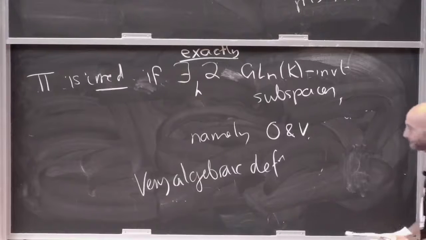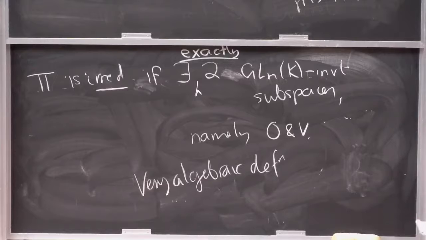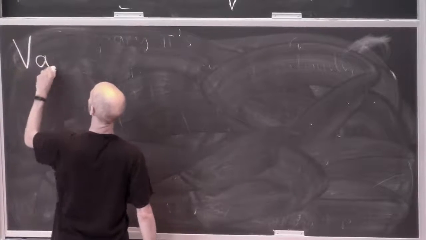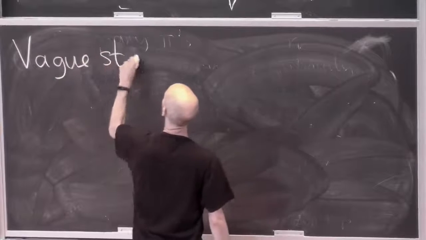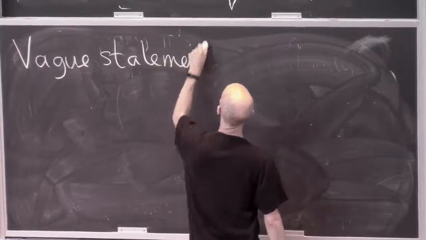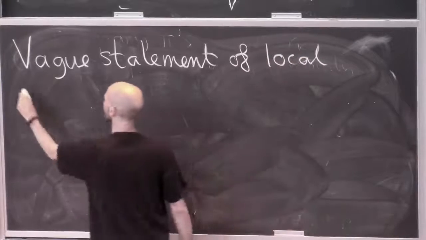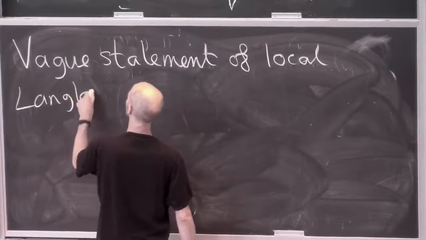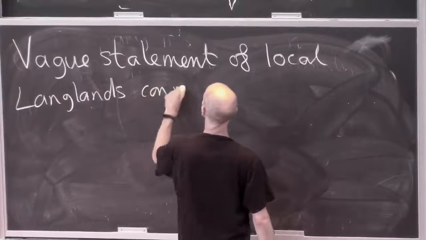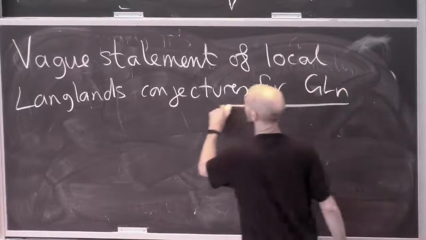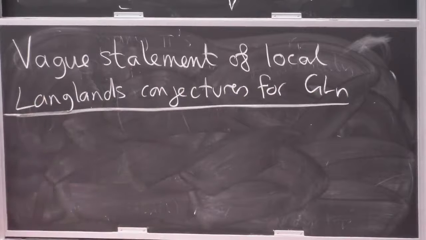What should we do now? I've got 5 minutes, but I think we're there, right? So, first vague statement, okay, we're getting there, of the local Langlands conjectures for GLN. Right? So what's going on here? I don't really know the history, and it might be interesting to know the history.